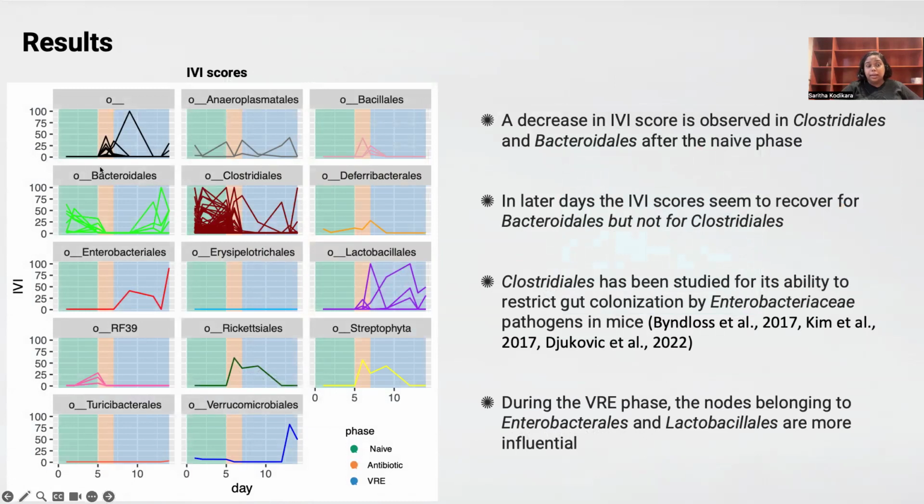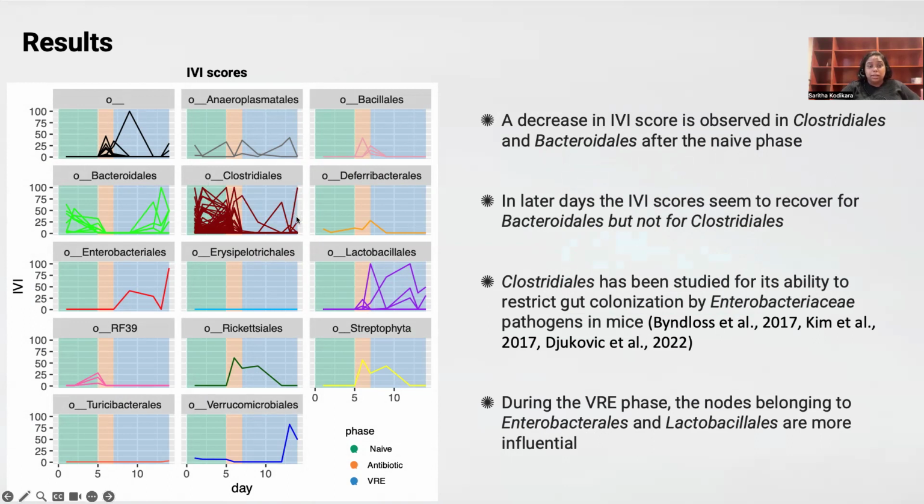So in here, each of these sub-figures is for a different taxonomy order, and each line is a different taxa. So you could say that in the green phase, which is the naive phase, you see a lot of connections in these clostridioids, and you see that after the antibiotic, the clostridioids connections, or the IVI values, are drastically reduced, and it's not even recovered until the last part of the experiment.